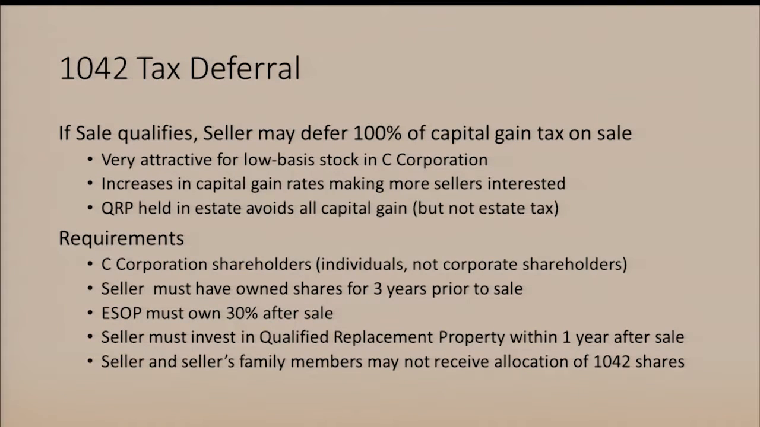What we're able to do under 1042 essentially is defer the capital gain tax. And if the qualified replacement property is held until death, they can actually avoid the capital gain tax altogether. So there are some technical requirements. Only applies to C corporations, only applies to individuals. Seller has to have owned the shares for at least 3 years, which in most cases isn't a problem.